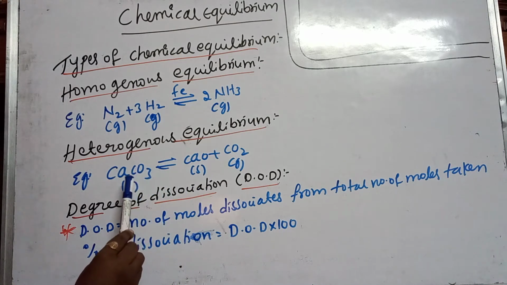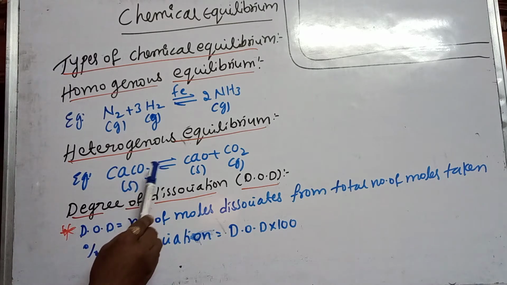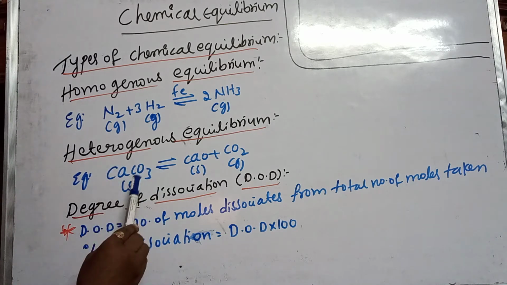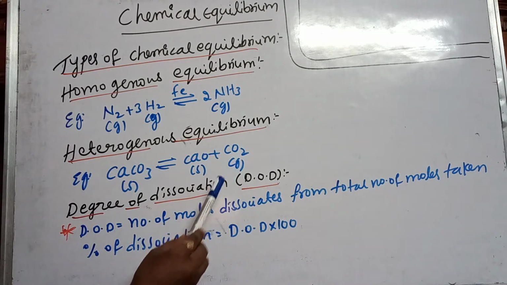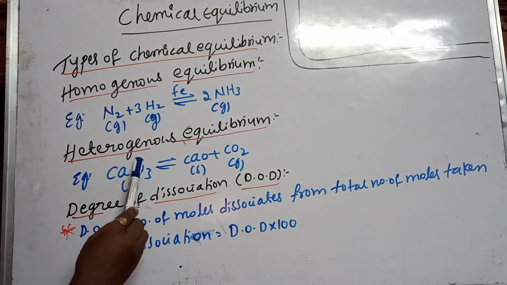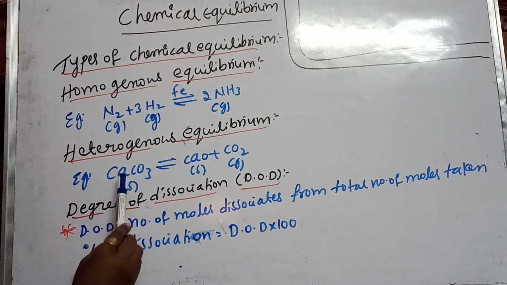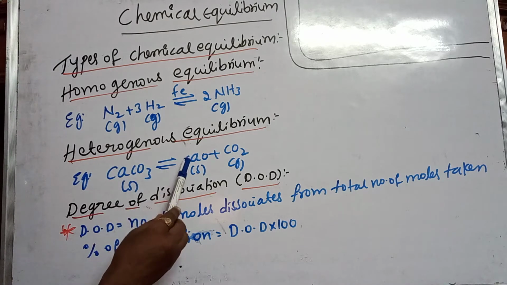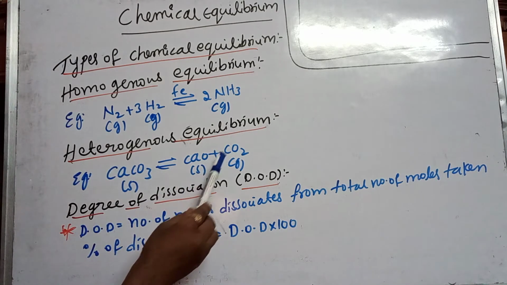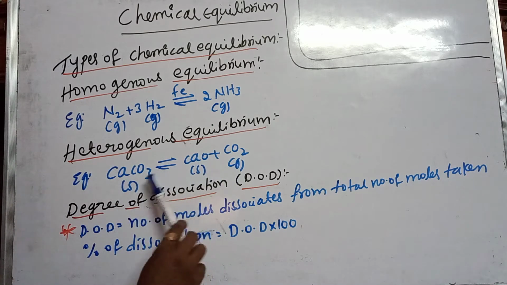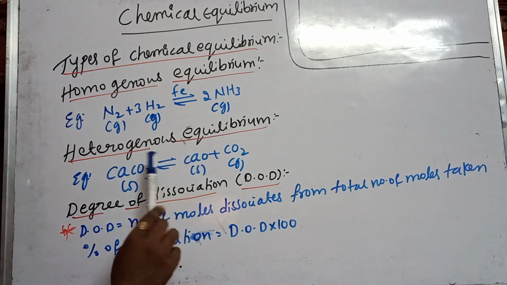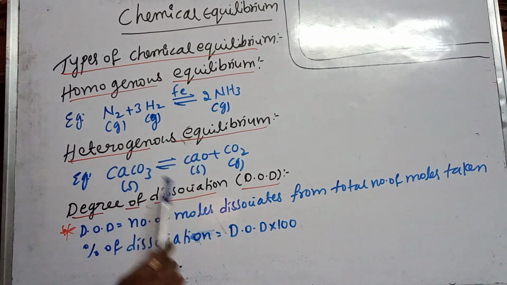For example, take the dissociation of calcium carbonate. By heating, solid calcium carbonate dissociates and gives solid calcium oxide and 1 mole of carbon dioxide gas. In this equation, calcium carbonate is present in the solid state, calcium oxide in the solid state, but carbon dioxide in the gaseous state. They are present in different physical states, isn't it? So that is called heterogeneous equilibrium.